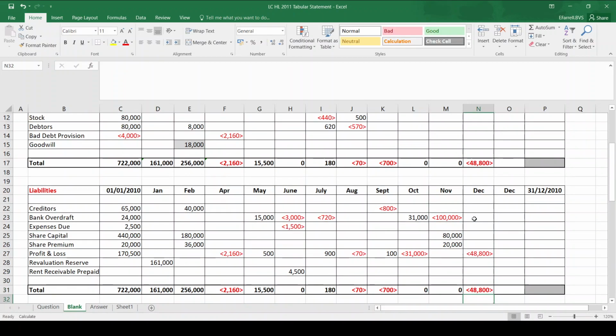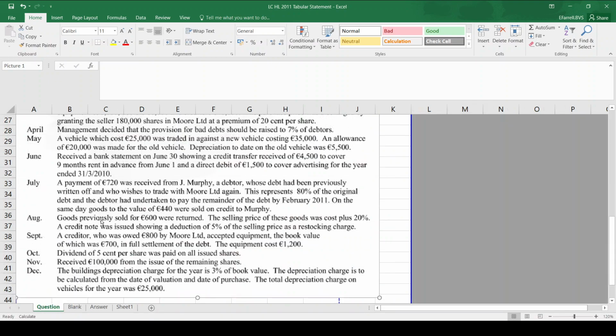Now, the second column of December, we need to sort out the due and prepaid stuff from June. And again, this can cause issues for students. I would start off with the rent receivable because it's the easier part of it. So the rent receivable, it was 4,500. That covered 9 months rent in advance from the 1st of June. That means that of those 9 months, 7 are for this year. Okay, June up to December, 7 months are for this year.